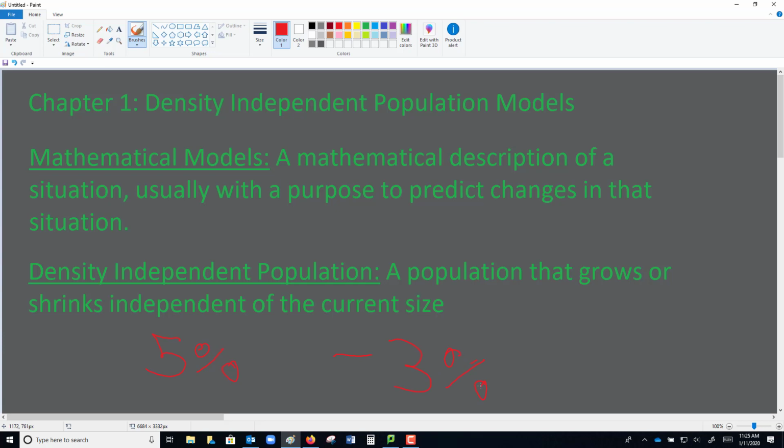That does sound like it depends on the current size, since we are going to be multiplying percentages by the size of the population, but it's because this population is fixed with its percentage growth or shrinkage that we call it independent. If this percentage were to change with the population, that would be something that depends on the population.